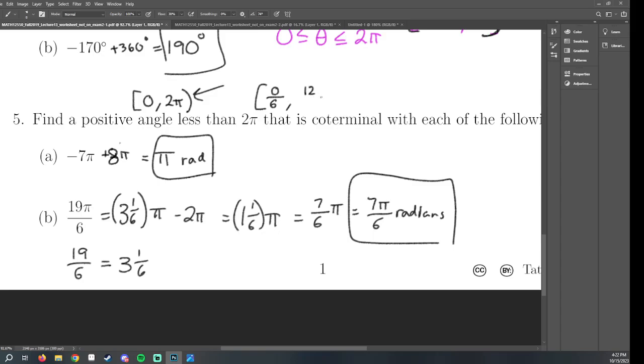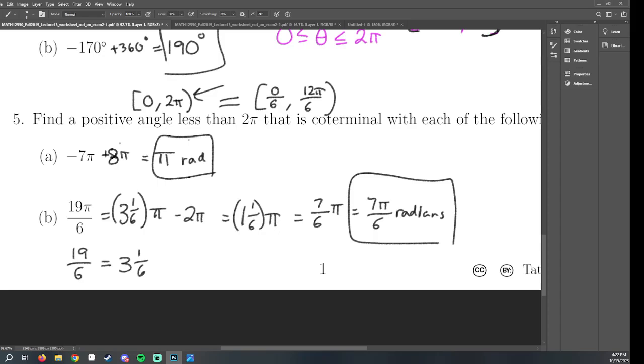I just multiplied on top and bottom by 6 over 6. So this is equivalent. They're the same numbers, right? And it's a lot easier to tell if 19 pi over 6 is in that range.